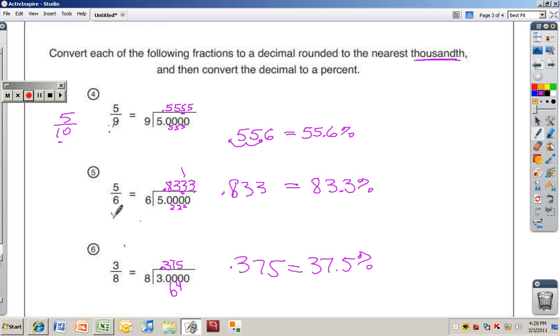How about 5/6? 5/6 is almost the whole thing. And you have 83%. That's almost the whole thing. That's pretty close to 100%. Here we have 3/8. 4/8 is a half. A half is what percent? 50%. This is a little bit less than 50%. And look at the answer, 37.5%, which is a little bit less than 50%. So all of these make sense.